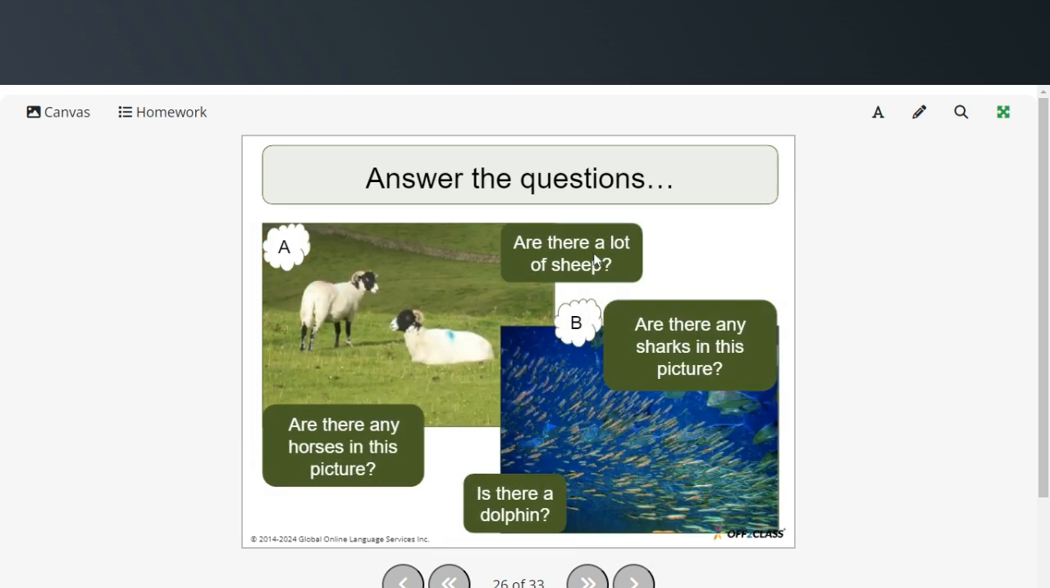Are there a lot of sheep? No, there aren't a lot of sheep. Are there any sharks in this picture? No, there aren't. Are there any horses in this picture? No, there aren't. And is there a dolphin? No, there isn't.